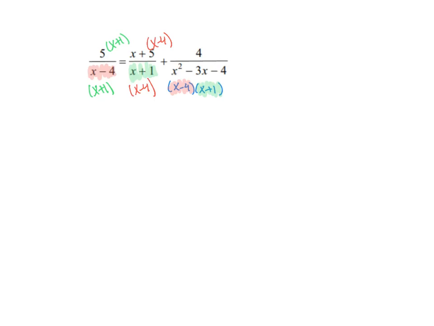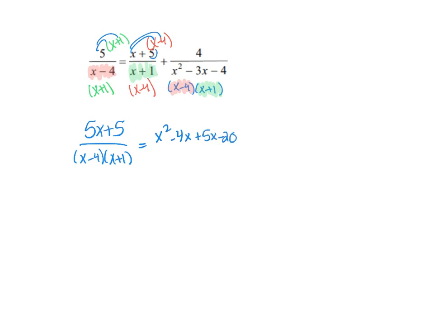All right, now I'm going to distribute. So I'm going to have (5x plus 5) over (x minus 4)(x plus 1) equals x squared minus 4x plus 5x minus 20 all over the common denominator, plus 4 over the common denominator. Now that everything's over a common denominator, I can just focus on the numerator and combine like terms.